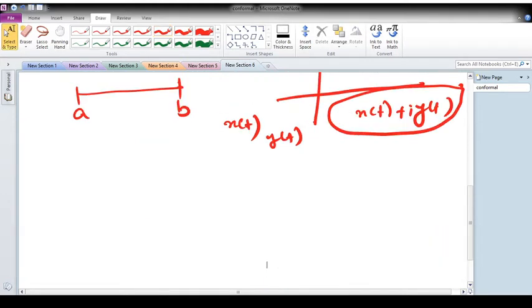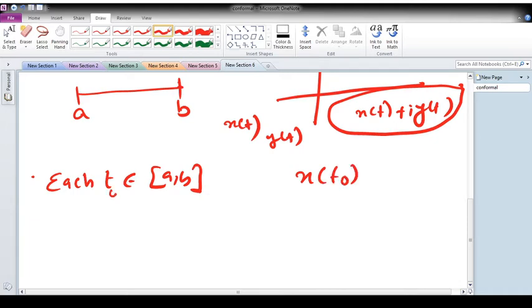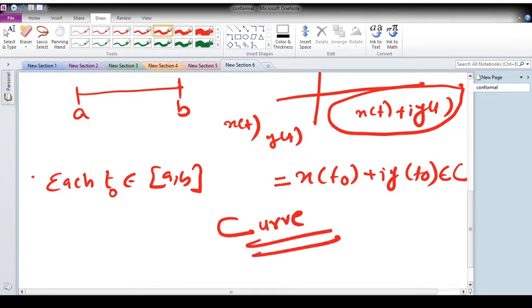So for each t in [a, b], for example t naught in [a, b], we can find the corresponding x of t naught plus i y of t naught, which is an element of C. The collection of these points is a curve.